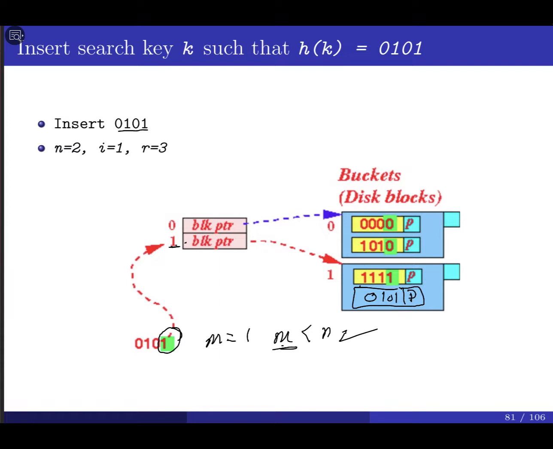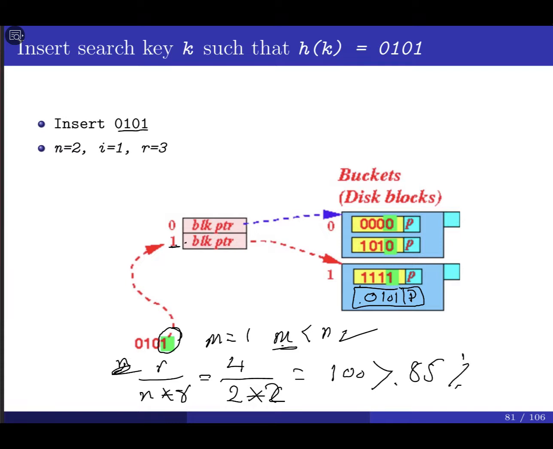Once you do this, you need to compute the average occupancy again. It equals r divided by n multiplied by gamma. What's the value of r? 1, 2, 3, 4 now, so we have 4. What's the value of n? Still 2 buckets. The gamma is fixed at 2. So it will be 1, like 100%. It's greater than 85%, or 1 is greater than 0.85. If we exceed this, that means we need to react.